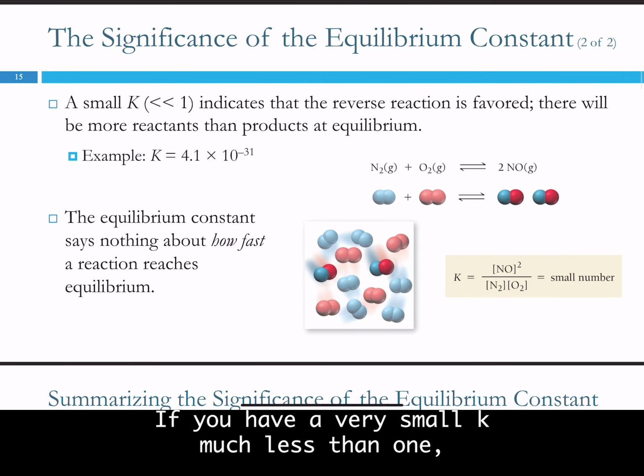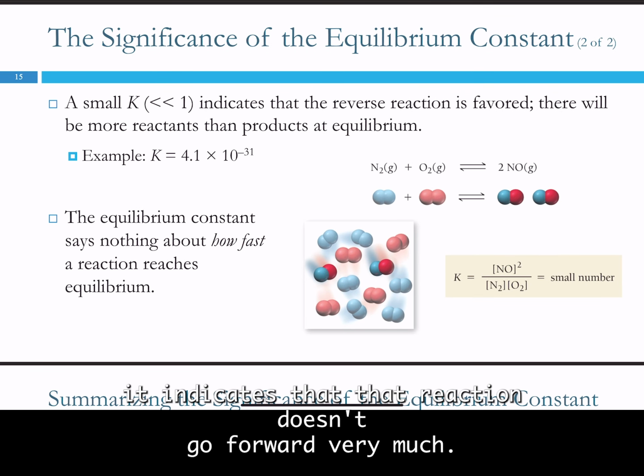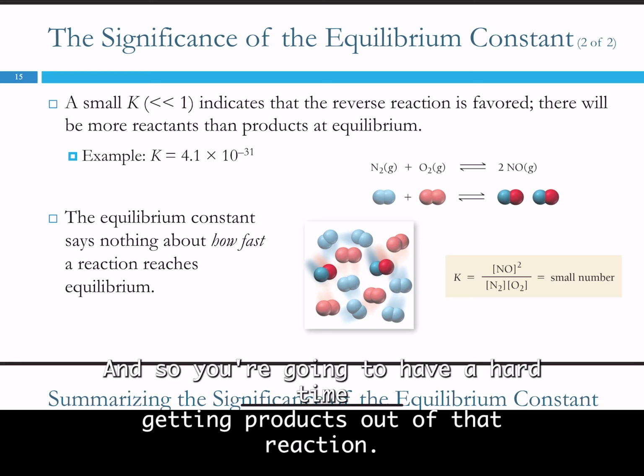If you have a very small K, much less than 1, it indicates that the reaction doesn't go forward very much. And so you're going to have a hard time getting products out of that reaction.